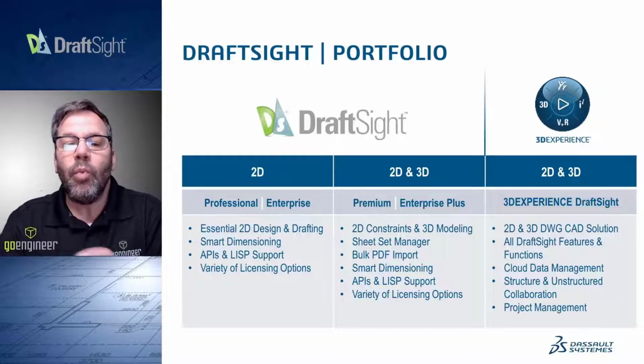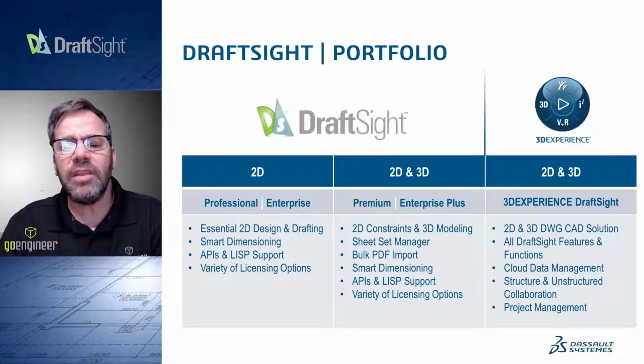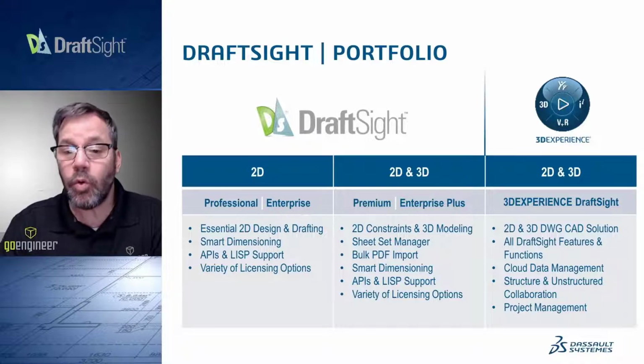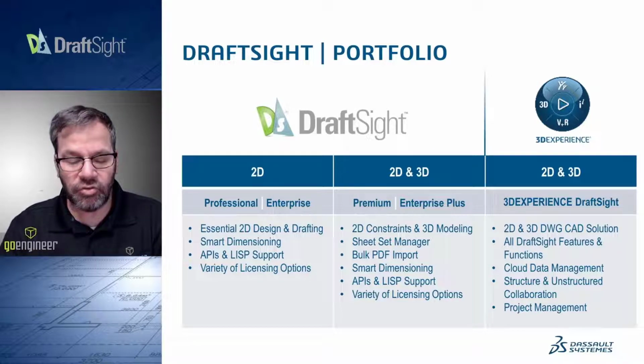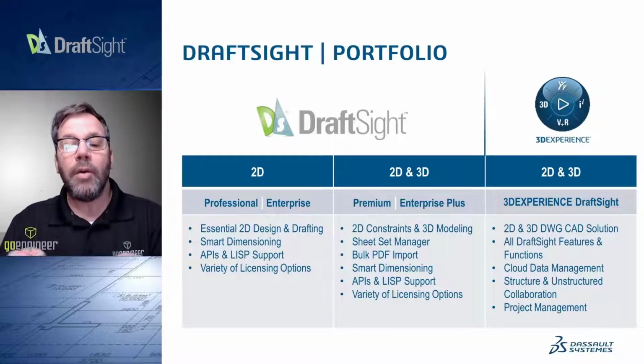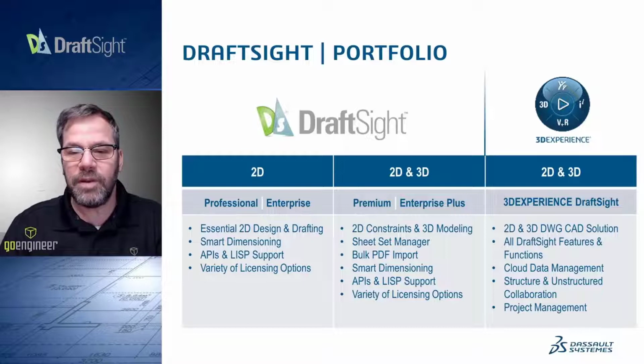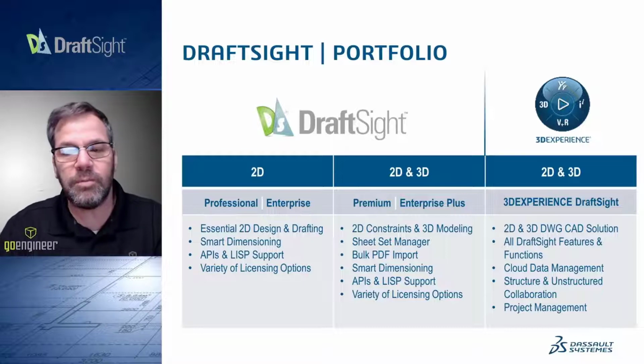Now, when we're talking about the portfolio itself, essentially the DraftSight Professional or DraftSight Enterprise is going to include all the essential 2D drafting tools. And what we're talking about there is your drawing tools, your dimensioning tools, outputs, things like smart dimensioning, power trim, APIs, list support. And then with Enterprise, you have a variety of licensing options as far as the Network License Manager from SolidWorks or the Dassault Systems one.